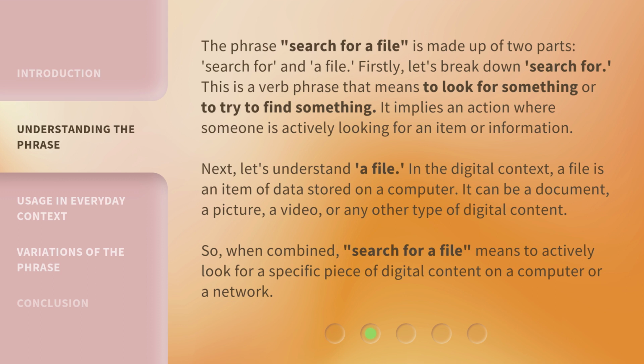Next, let's understand a file. In the digital context, a file is an item of data stored on a computer. It can be a document, a picture, a video, or any other type of digital content. So, when combined, search for a file means to actively look for a specific piece of digital content on a computer or a network.